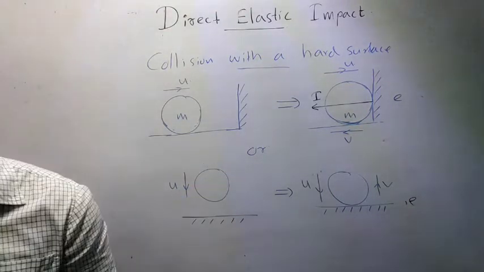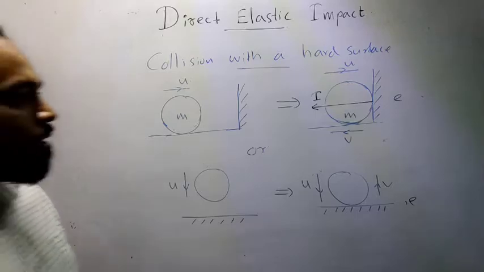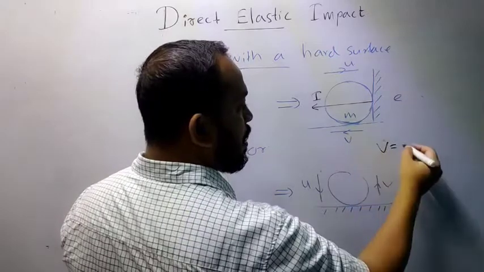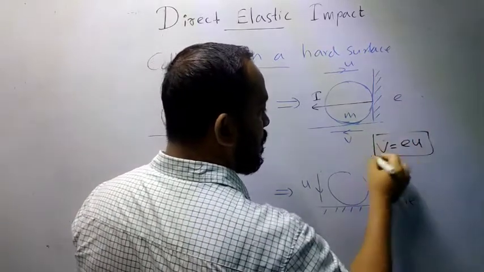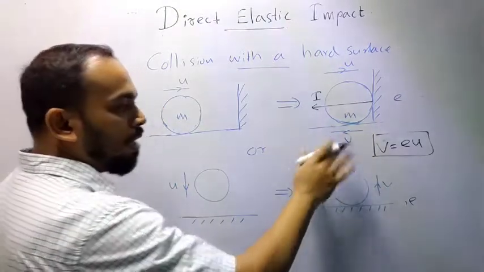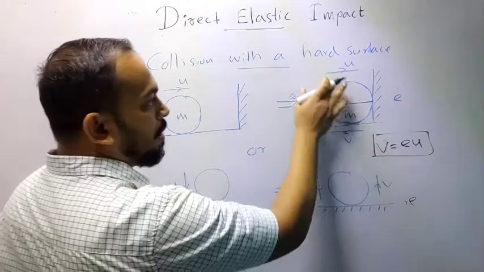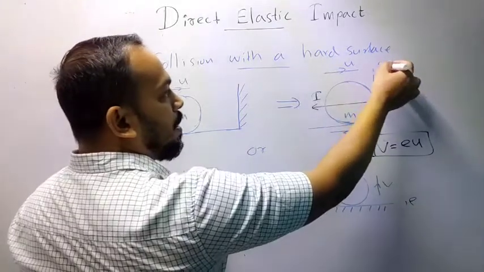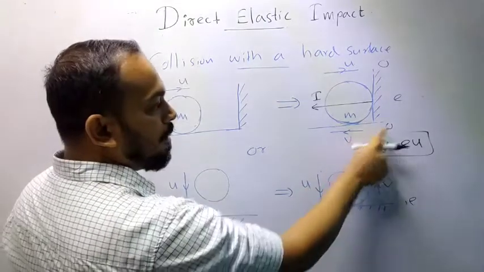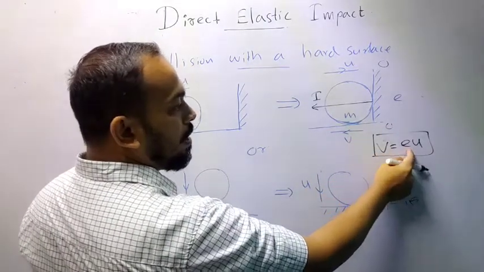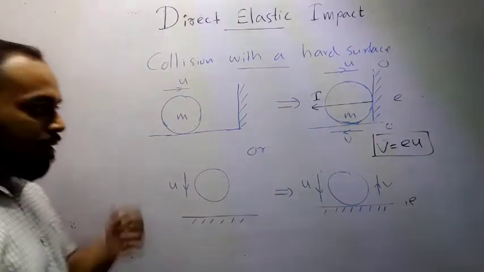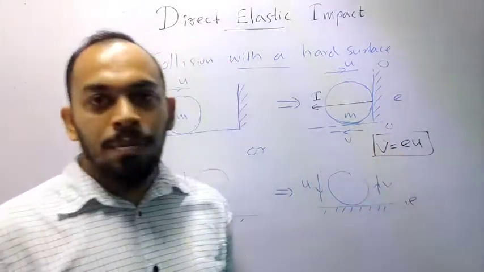It's very simple. Just keep this in mind. We can prove this if you want. So v is e times u always. You don't have to pay attention to the directions. If we put the hard surface velocities as 0 and 0, then v plus 0 on the left hand side equals e times u plus 0, which is the same thing. There is no problem in calculations. You can use this equation.